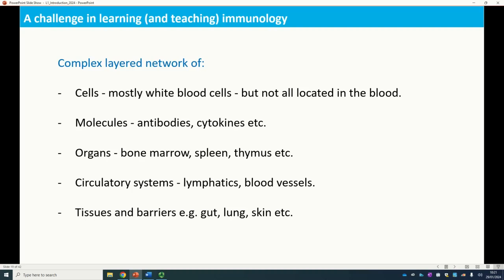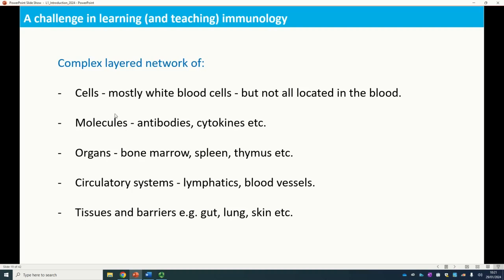Now, immunology, as I've already said, is quite a complex network. And this does give some challenges in learning immunology, but also teaching immunology. So it's this complex network of cells. Now, these are mostly white blood cells, but they're not all necessarily located in the blood, so some will be in the peripheral tissues. And as we discussed earlier, they're quite mobile, they're not fixed in one location.